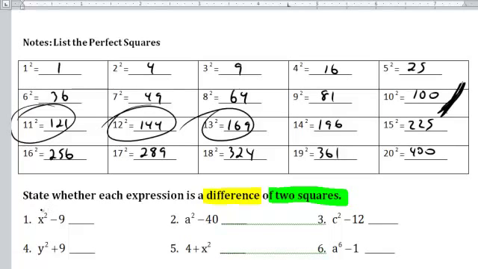Okay, so the first one, we're just going to say yes or no. That's all we're going to do. So that's a perfect square. That's a perfect square with a minus. So yes. That's a perfect square. That is not a perfect square. 40 is not a perfect square, so this is no.